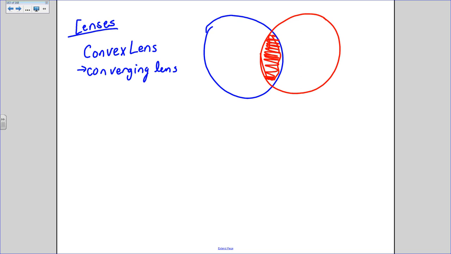All right, so there are a couple of things about lenses that we'll need to be aware of. First of all, if I were to make these lenses out of big spheres, then that means that I must have a radius. And so this radius of the sphere, we're going to call this point C. C is called the center of curvature.